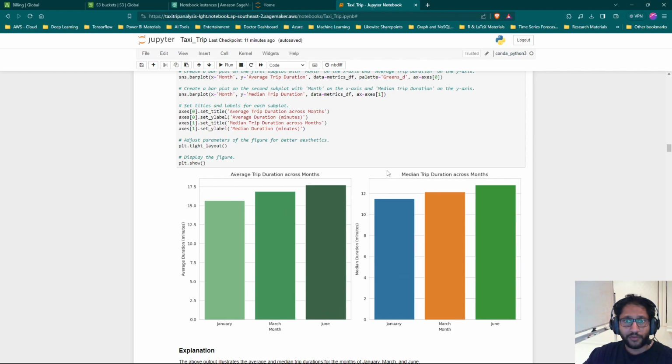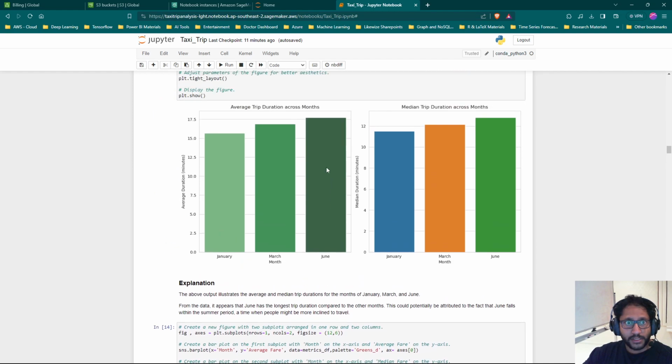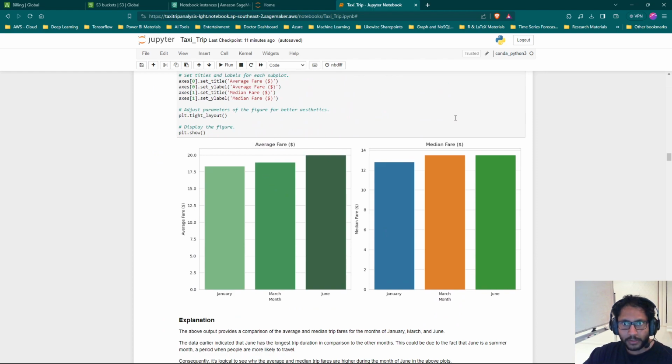Because the average and median will not be the same, since it could be biased, or skewed left or right. That's the only reason I'm trying to do both the average and the median. And based on this, I can see that since the duration is high, there's obviously going to be a trip, so the total cost amount is going to be higher in June. The same applies to the median as well. That's why I'm able to see these three.